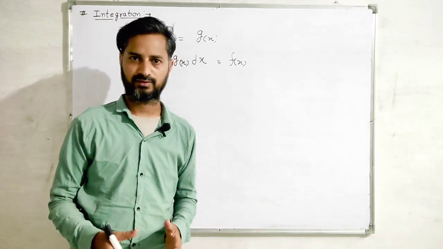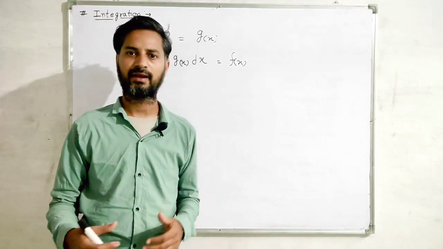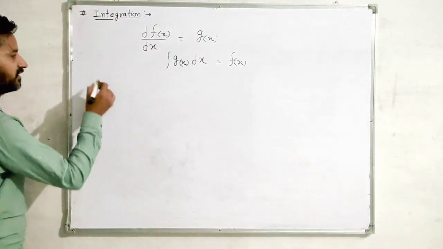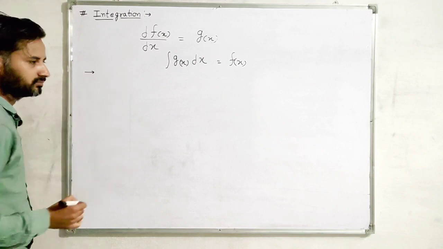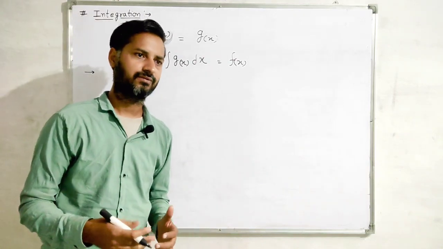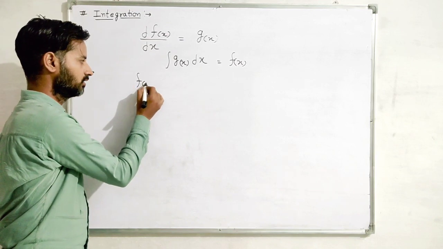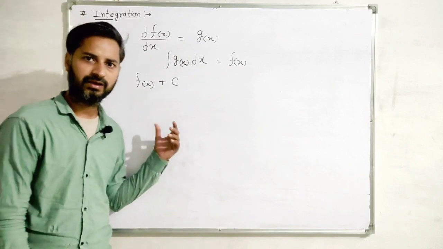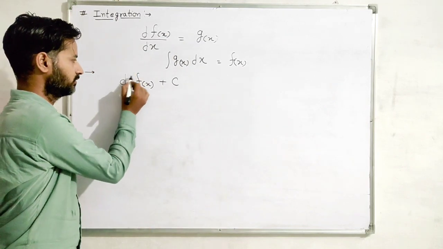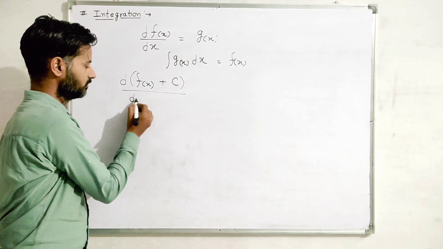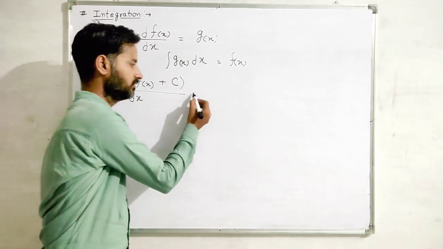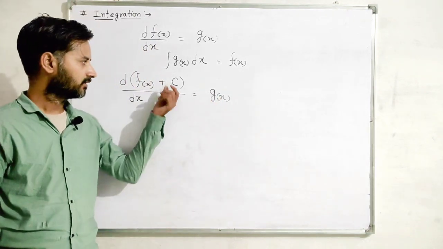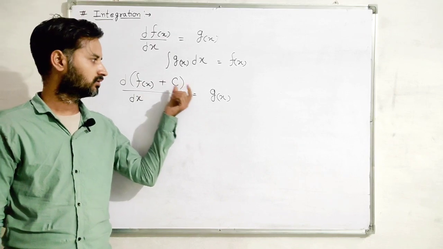Integrations are of two types: indefinite integration and definite integration. First we understand indefinite integration. Let's say we have a function f of x plus constant c, and if I differentiate it, d by dx, then I get g of x, as we know that the differentiation of a constant will be 0.